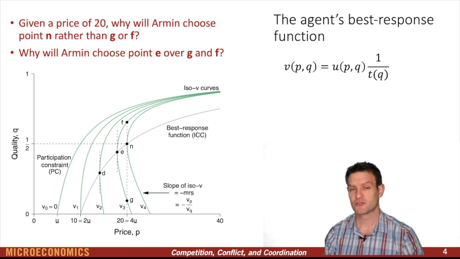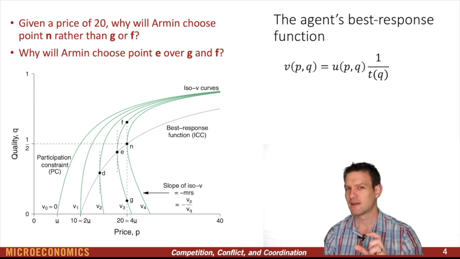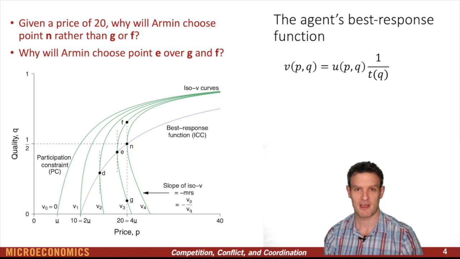I'm going to leave that question. So there's a second question here, which says, why will Armin choose point E over points G and F? And so we could think about that given the point I was just making for you. Think about prices and think about tangencies. Why would Armin then choose point E over points F and G? I'm not going to answer that question. You should be able to answer it yourself now.